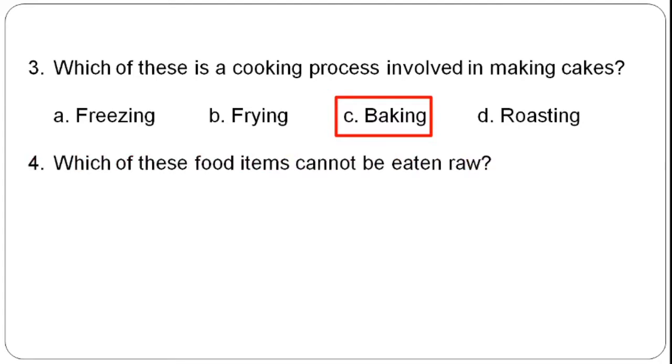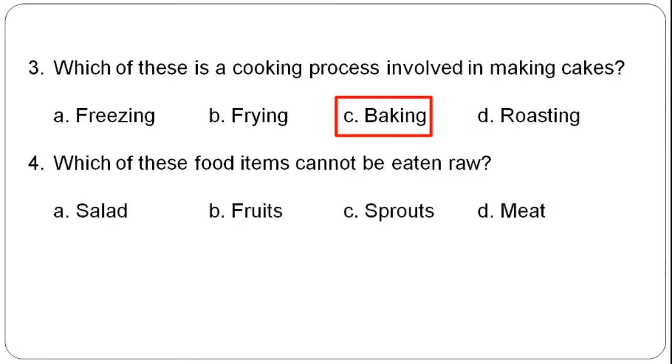Next one. Which of these food items cannot be eaten raw? Options are A. Salad. B. Fruits. C. Sprouts. D. Meat. Yes, we can't eat meat raw, isn't it? Very good.